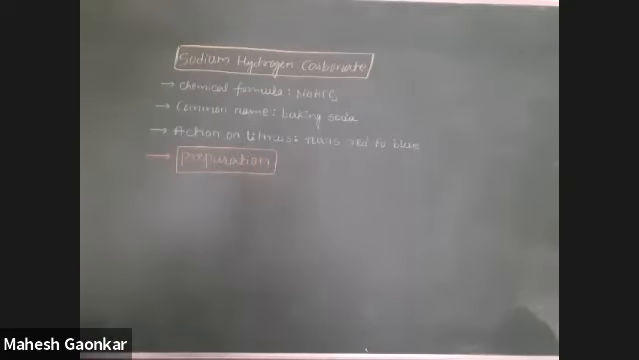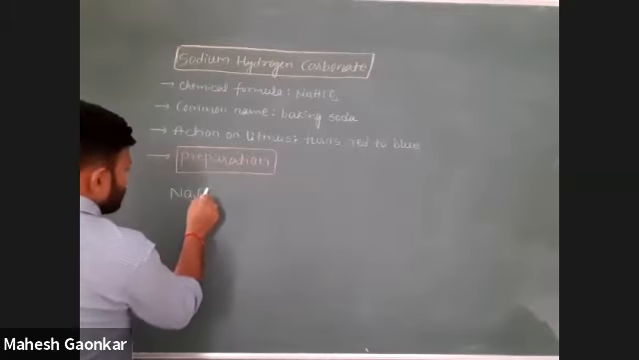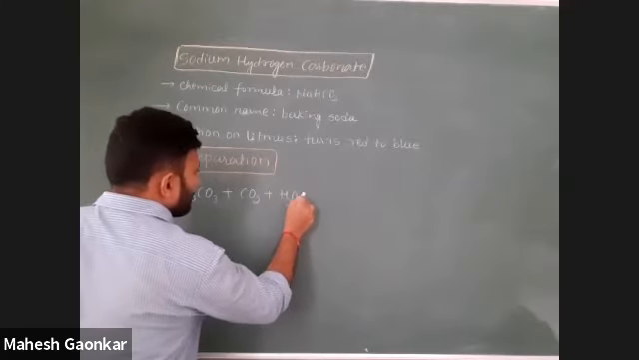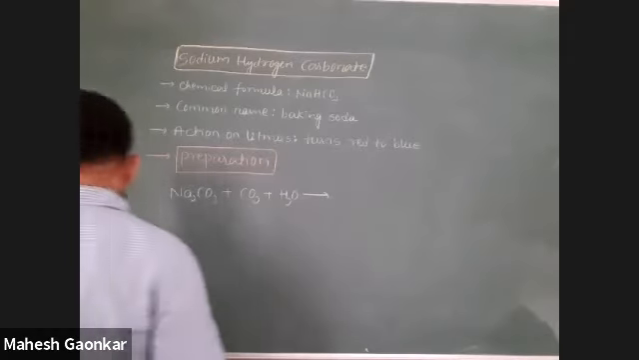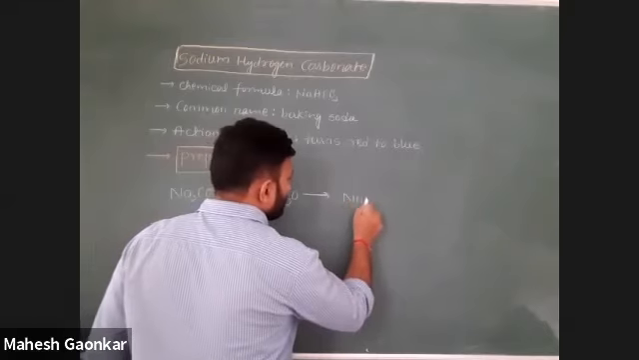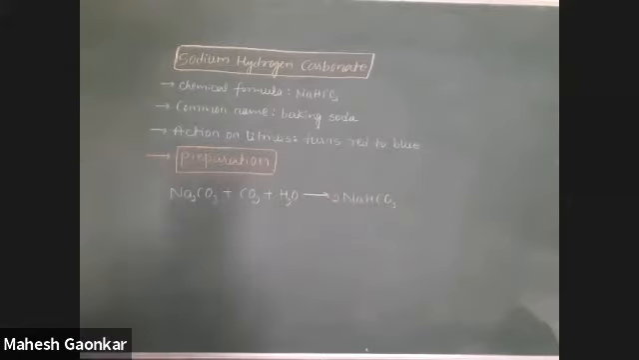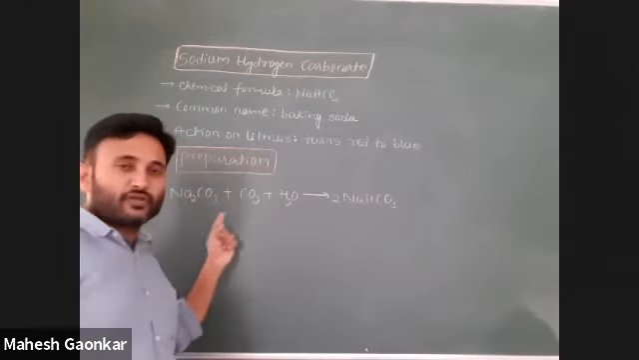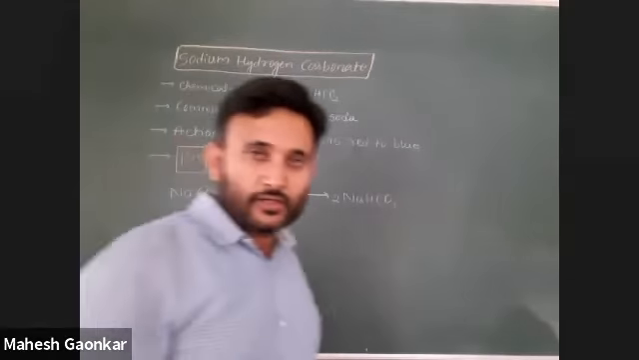Preparation of sodium hydrogen carbonate. When sodium carbonate Na2CO3 is treated with a solution of carbon dioxide, that means CO2 plus H2O, it gives sodium hydrogen carbonate. So in words, you can write: sodium carbonate is treated with carbon dioxide in water, it gives sodium hydrogen carbonate. Right?